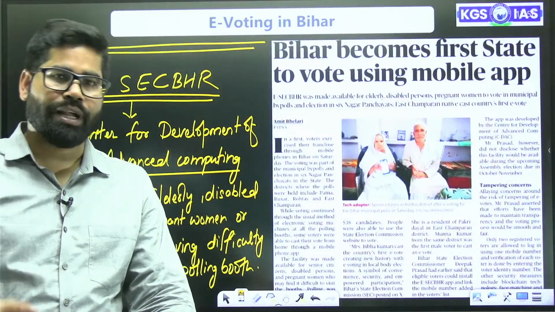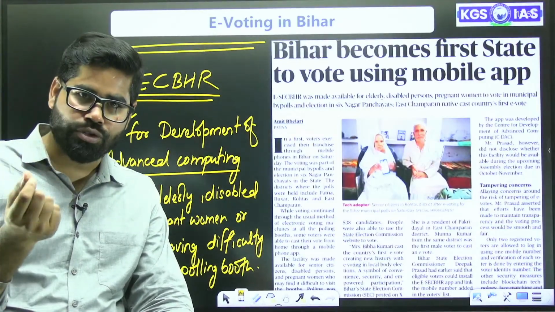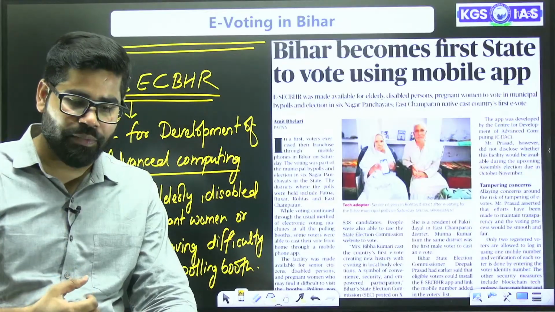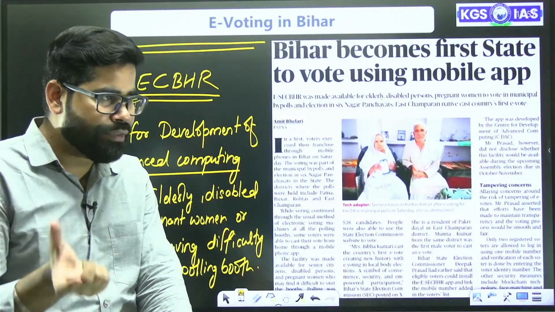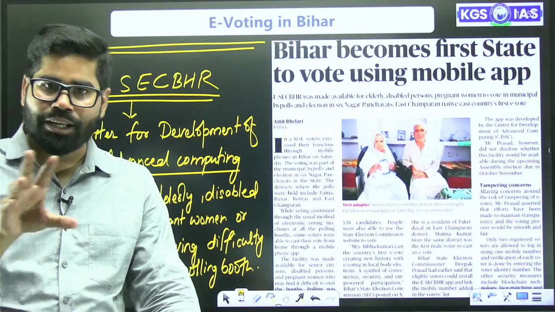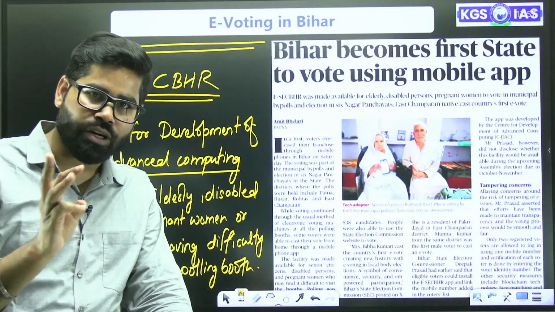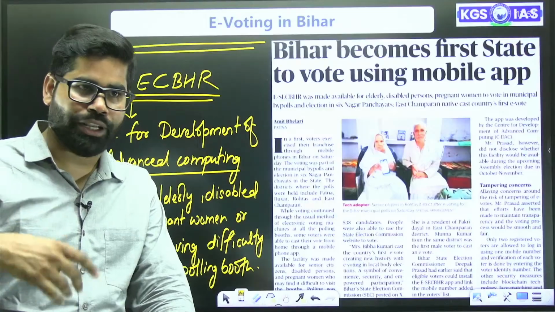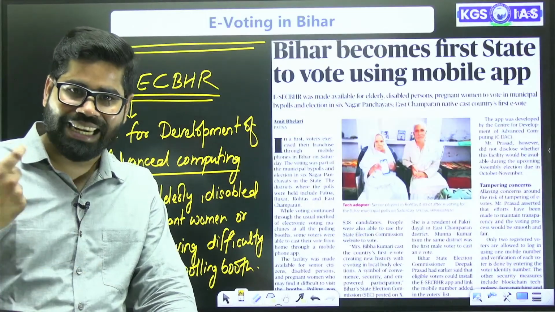Here they are using blockchain integration also. Face matching is also being done. Even voter ID verification is being done. So they are using all sorts of security measures. Blockchain technology is being used, so you cannot change the vote and everything. You cannot interfere with it.